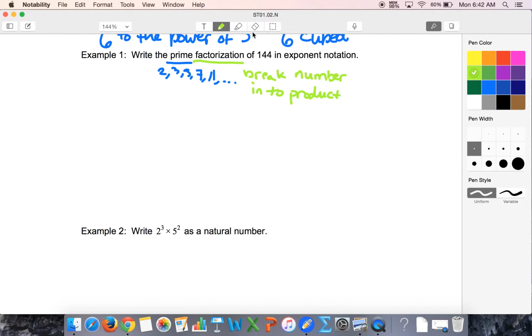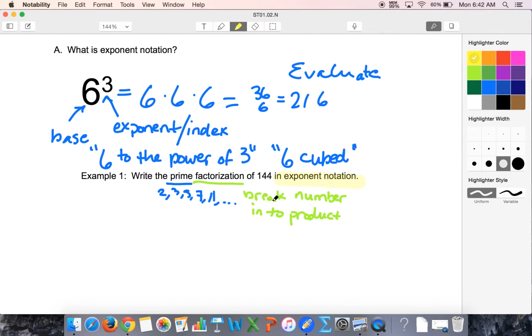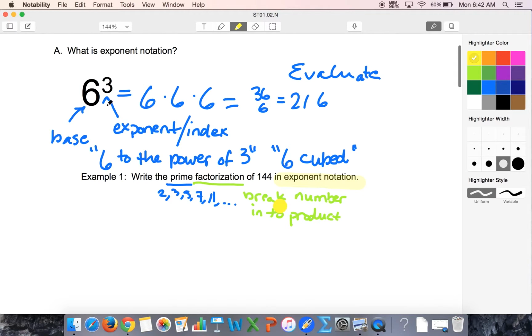And of course, exponent notation is what we saw above. So exponent notation is like our explanation from above. So rewrite it with bases and exponents.